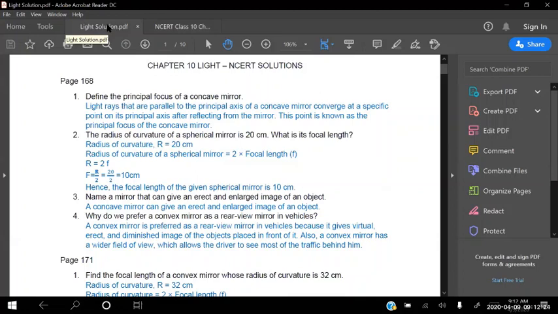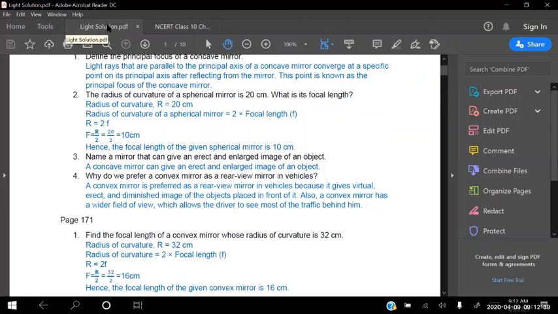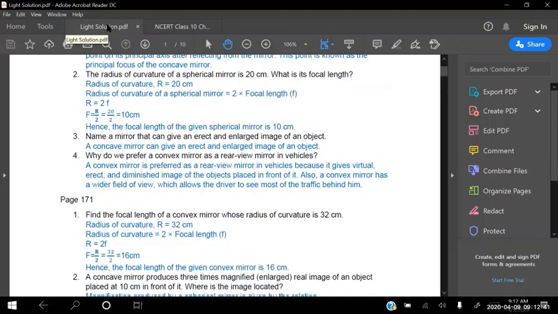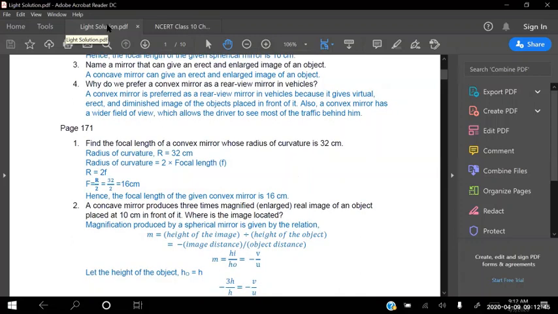Define the principal focus of a concave mirror. You have to just write the definition like this. Light rays parallel to the principal axis of a concave mirror converge at a specific point on the principal axis after reflecting. This point is known as the principal focus of a concave mirror. Then this answer already I have discussed, 10 centimeter. Name a mirror, that is the concave mirror. Why do we prefer convex mirror as the rear view mirror? I have already told you, you have to write two reasons. Reason number 1.